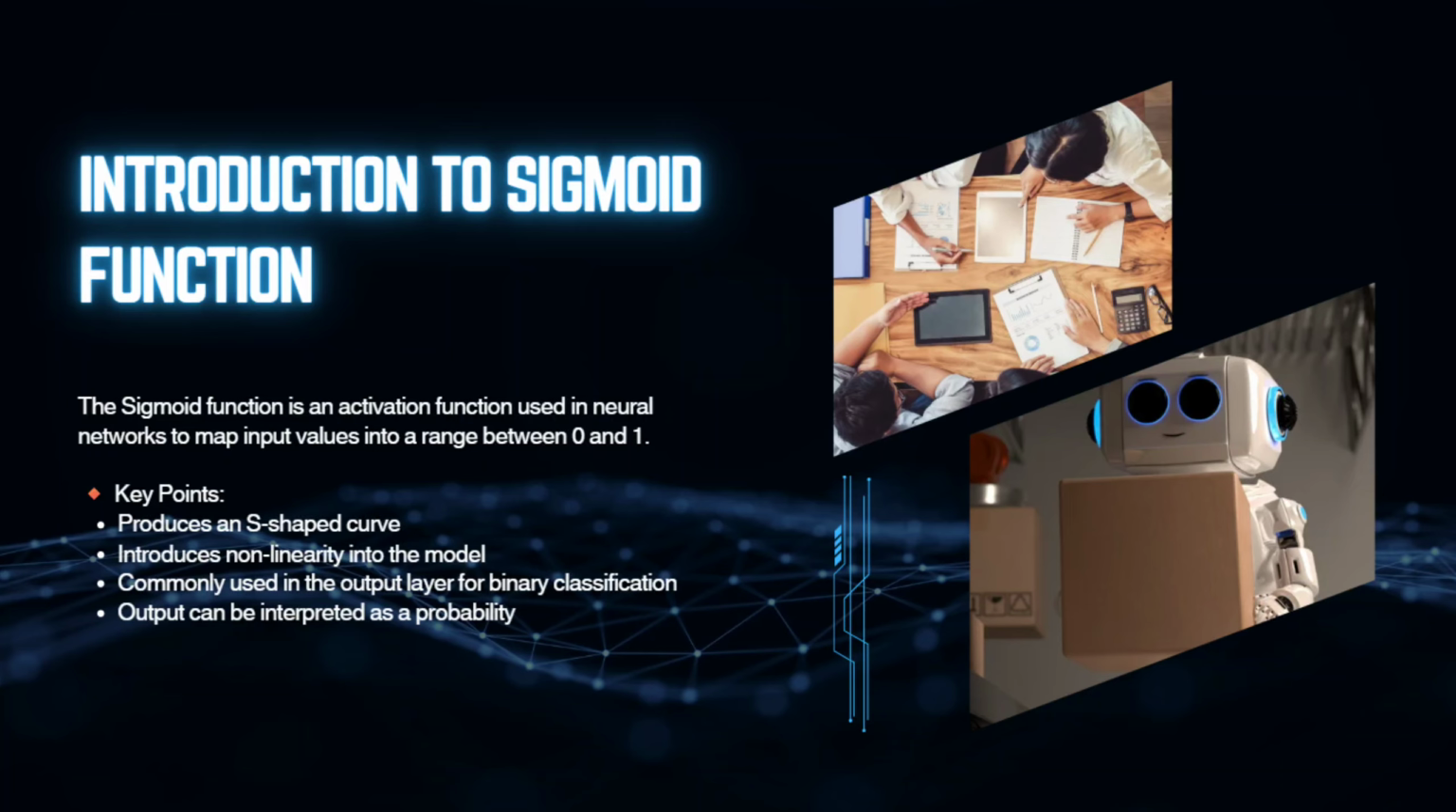Imagine you have a neuron in a neural network. It receives a bunch of information and has to decide how much of the signal to pass on. The sigmoid function is one way it can make that decision. Its main job is to take any input value, whether it's a huge positive number or a huge negative number, and squeeze it into a tiny range between 0 and 1. Because of this, the output of the sigmoid function can be interpreted as a probability.